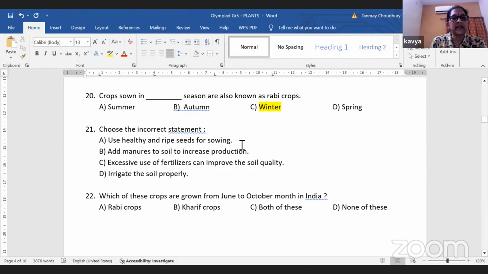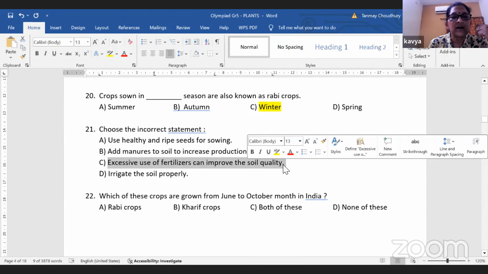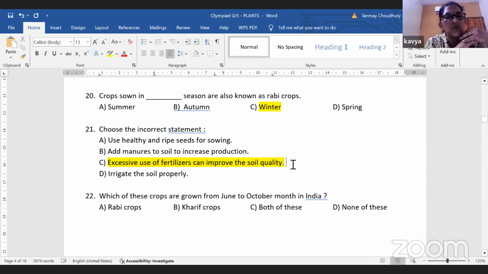Use healthy and ripe seeds for sowing. It is correct. Add manures to soil to increase production. Yes. Excessive use of fertilizers can improve soil quality. No. Excessive use can lead to so many other harmful things like pollution and all that. So excessive use of fertilizers will not be good.